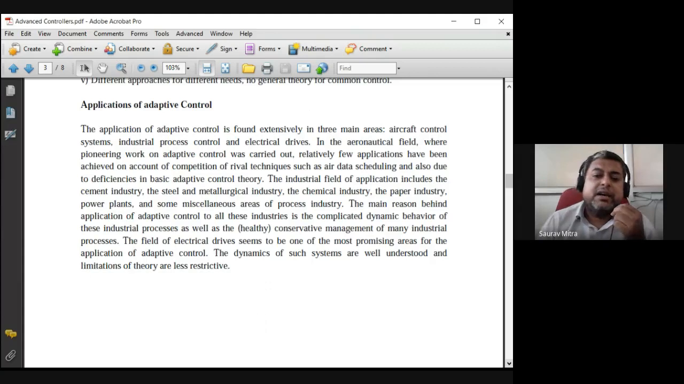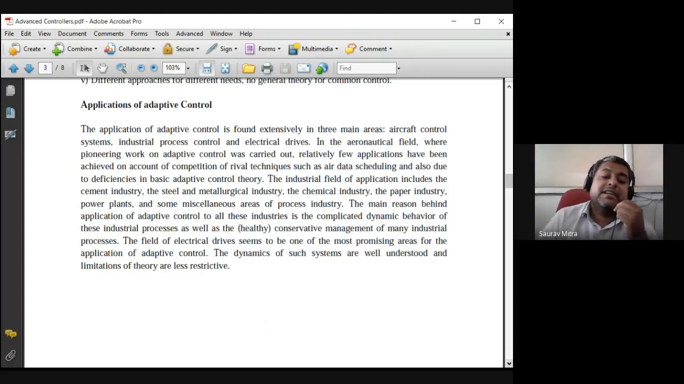So first, whenever there is a more complex process, we use an adaptive controller for better control, and the second reason is the conservative management of many industrial processes. They put the adaptive controller in their system long back, and now they don't want to change it. That's why the adaptive controller is staying there. The field of electrical drives seems to be one of the most promising areas for the application of adaptive control.